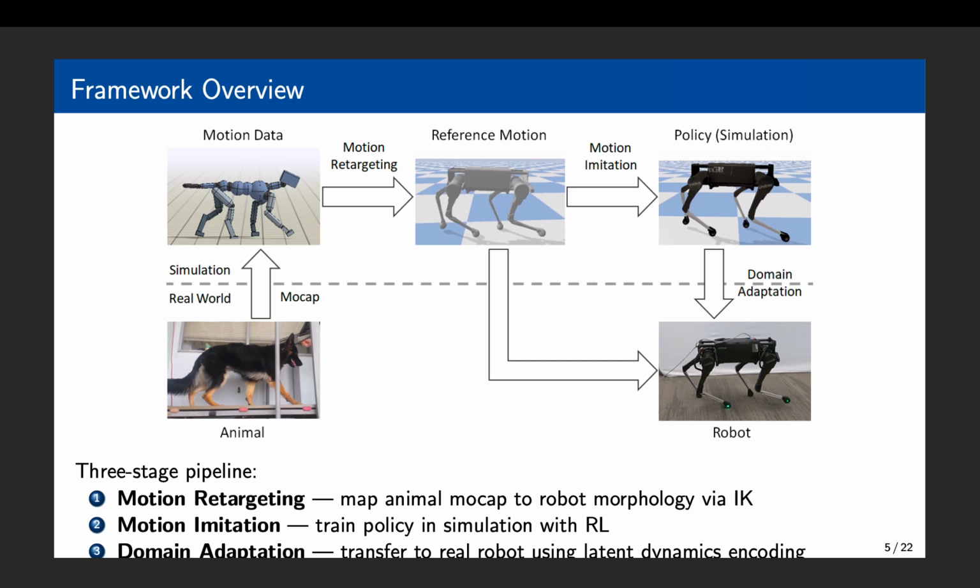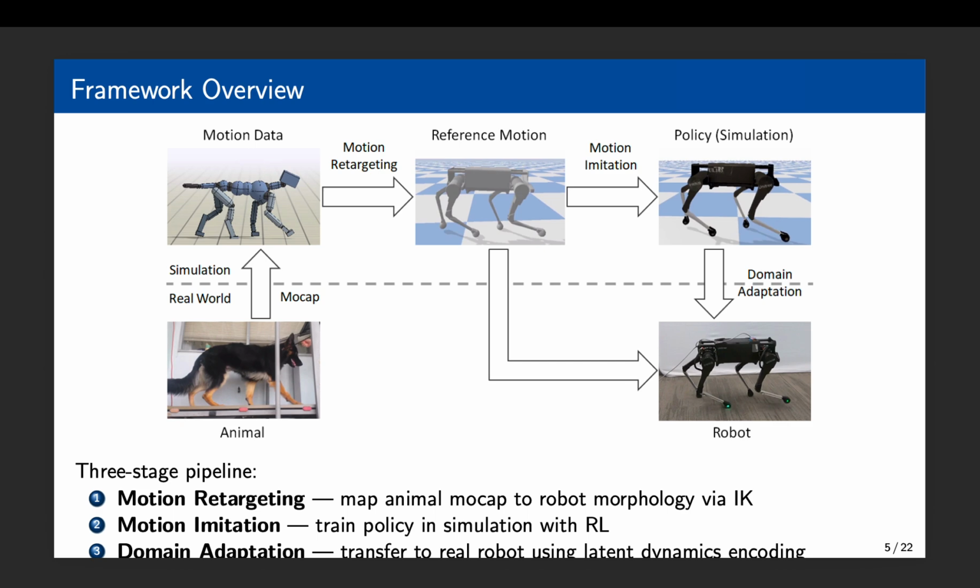The framework they propose has three stages, shown here in the overview figure. Stage 1 is motion retargeting. Since the dog and the robot have different body proportions, the mocap data cannot be used directly, so they first adapt the motion to fit the robot's morphology. Stage 2 is motion imitation. They use reinforcement learning in simulation to train a policy that reproduces the retargeted motion. Domain randomization is applied here to prepare the policy for real-world variation.